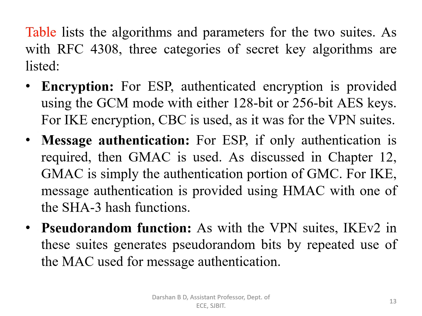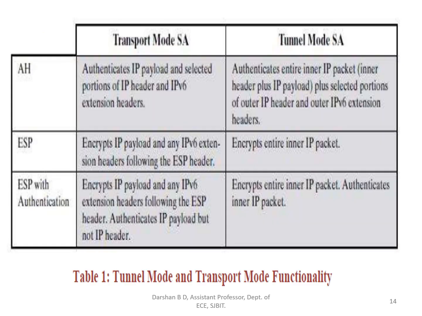For Internet Key Exchange, message authentication is provided using HMAC with one of the SHA-3 hash functions. Pseudo-random function, as with the VPN suites, Internet Key Exchange version 2 in these suites generates the pseudo-random bytes by repeated use of the MAC used for message authentication. Consider the transport mode and tunnel mode functionality. So in that, consider a transport mode security association and tunnel mode security association.